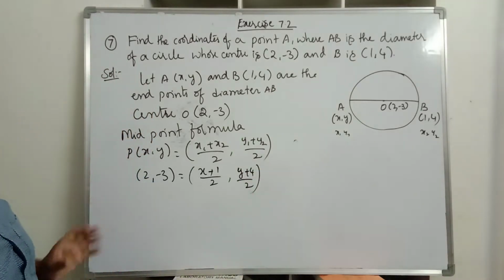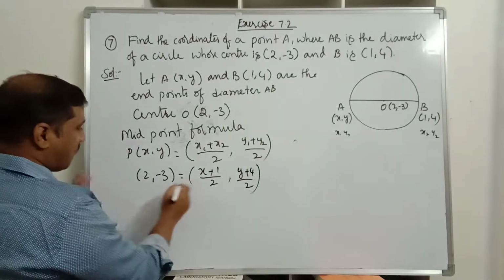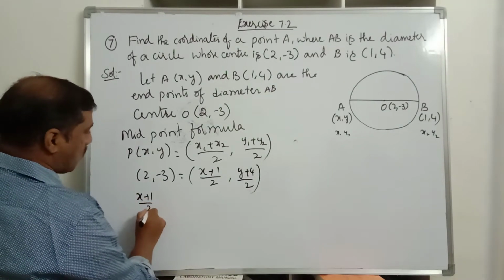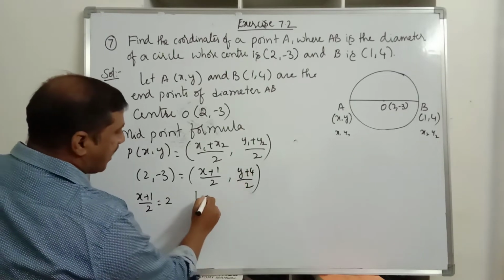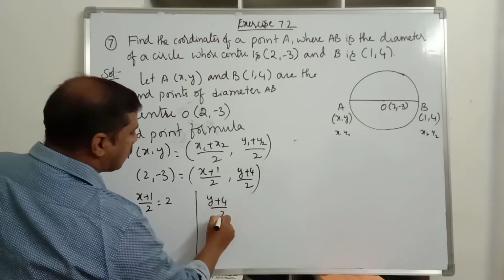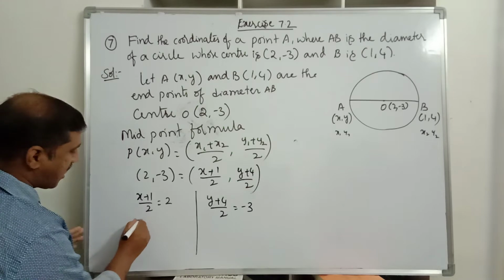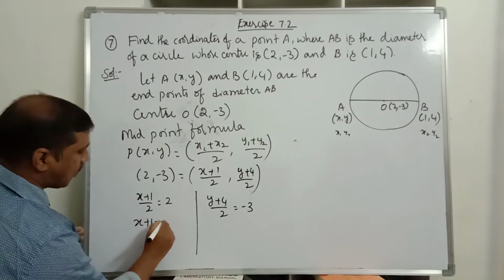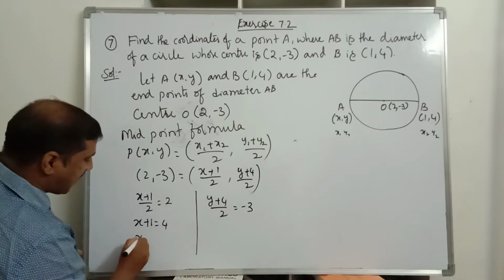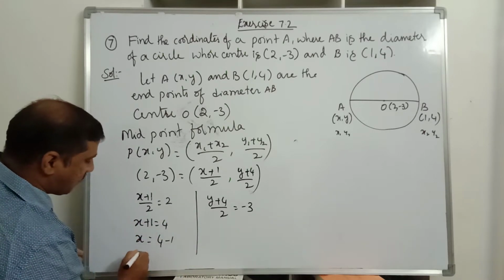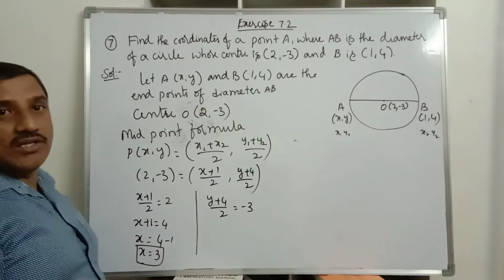Now, if two points are the same, their x coordinates are equal and y coordinates are equal. Therefore (x plus 1) by 2 is equal to 2 for the x coordinates. Similarly for the y coordinates, (y plus 4) by 2 is equal to -3. Now you find out by cross multiplying. x plus 1 is equal to 2 into 2, it is 4. Transpose plus 1 to the RHS, then it becomes -1, that is x equals 4 minus 1, which is 3. x is equal to 3.